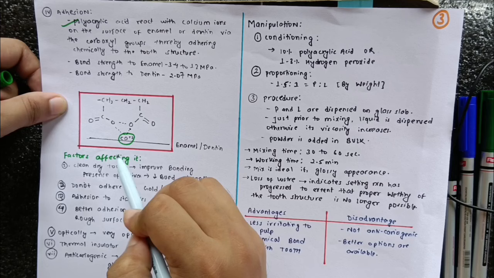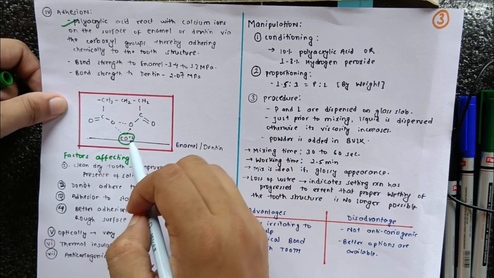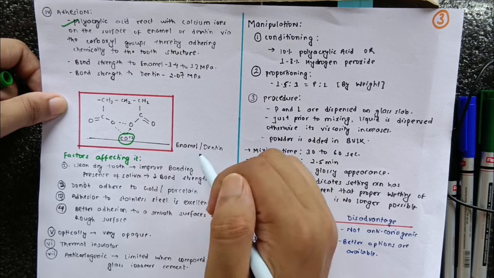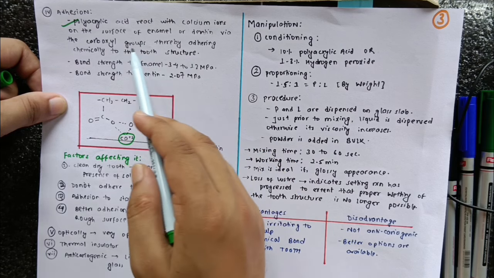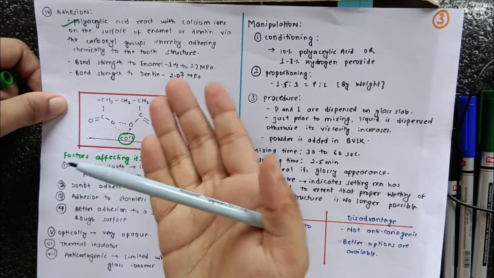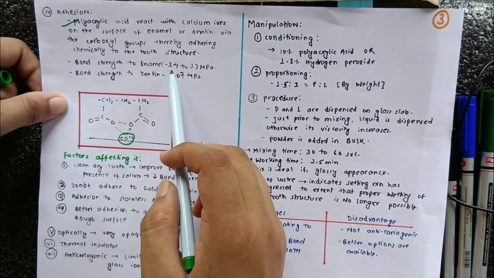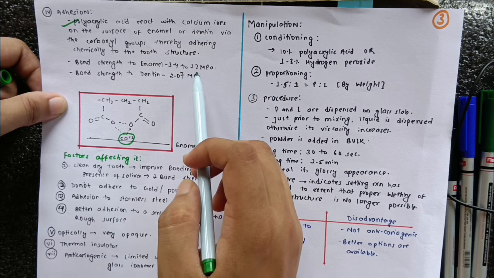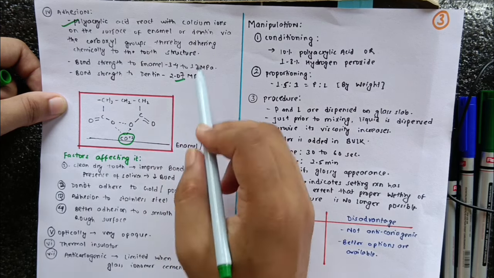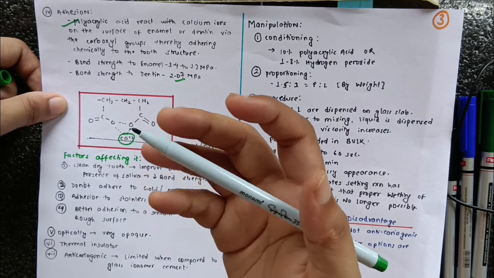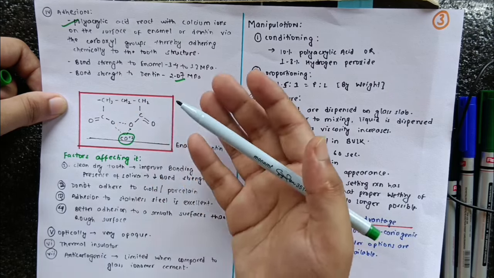In the enamel and dentine, there is calcium, and other minerals are also present there. So the calcium of the enamel or dentine would cross-link with the carboxyl group of the liquid of the cement, so that there is adhesion. The bond strength to the enamel is 3.4 to 13 MPa, and the bond strength to the dentine is this much. I have also discussed why the bond strength of the enamel is more than that of the dentine in the GIC video. So go and watch that.